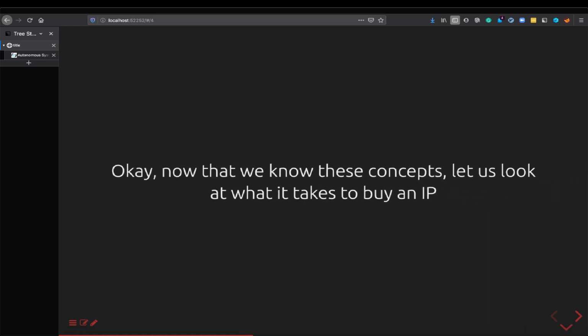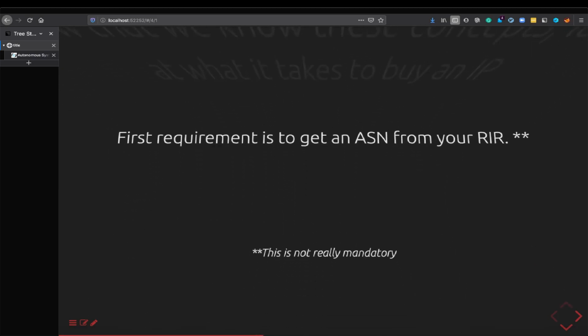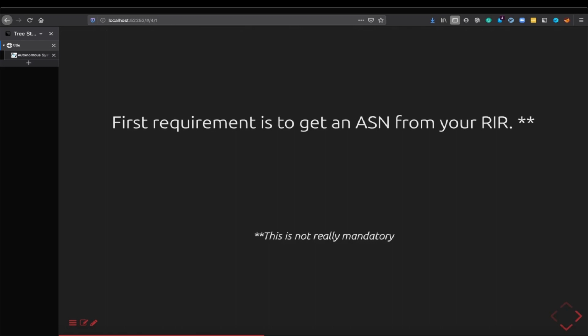Now we have covered the concepts that are important to us to buy or procure an IP address. So let us quickly move on. The first requirement is to get an autonomous system number from your regional internet registry. You contact your regional internet registry based on the location that you want to place your server or IP address in. Let's say it is in India, then you would contact APNIC. Similarly for other regions.